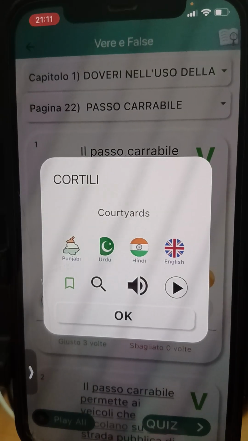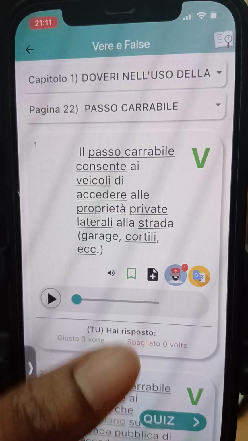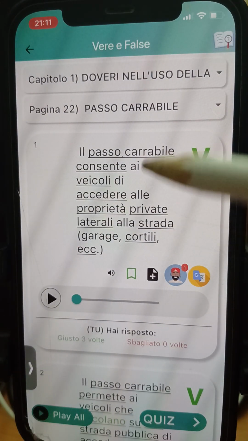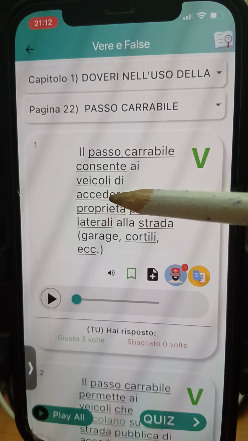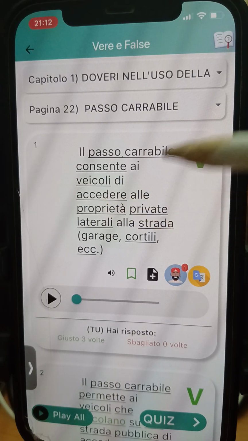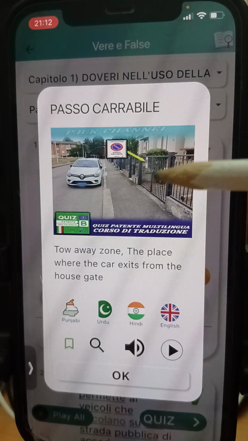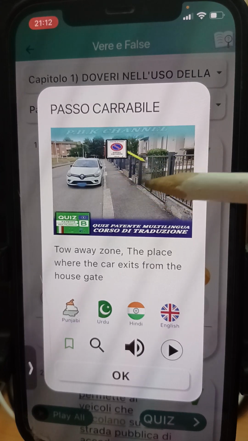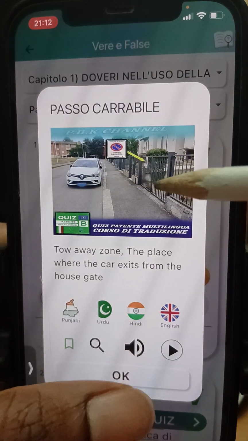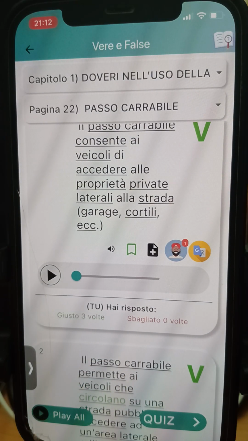Courtyard. Alright, courtyard. Okay, so now etc. Wetin dis number one dey tell us now? E dey tell us say passo carabile e allow vehicle to access their property. This is passo carabile now, and dem post am for the person gate. E allow the person to enter e house, enter e gate, to go park e car for garage, to go do anything for e compound. E allow the access to his private property, garage, courtyard, etc.